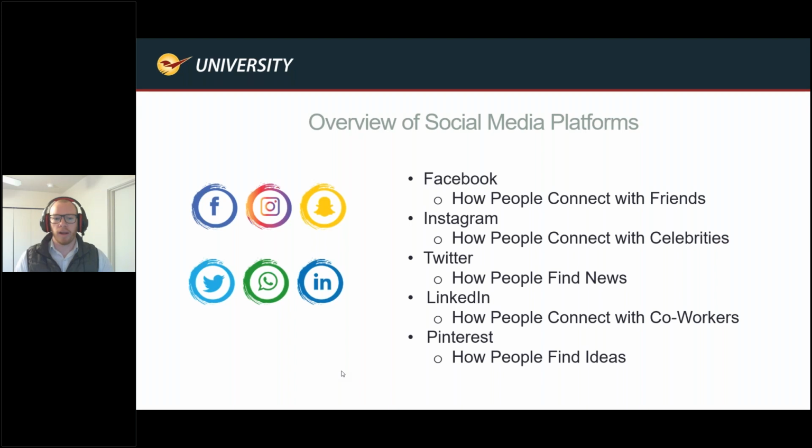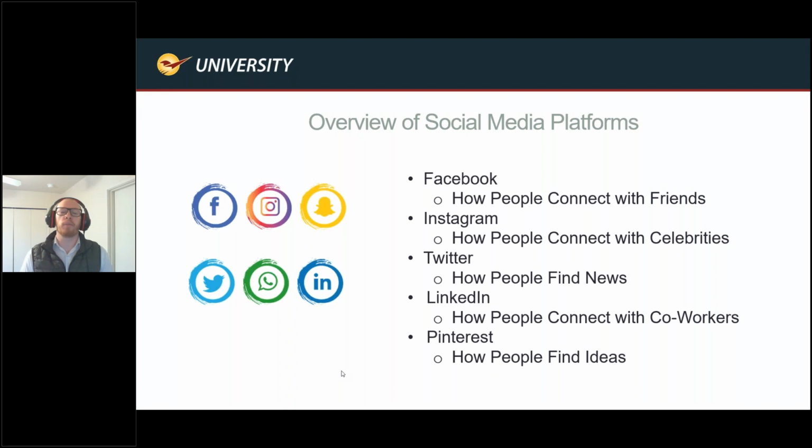All right, so overview of social media platforms is essentially who is on these different platforms and what you can expect their general behavior to be. So the first one is Facebook. Facebook is how people connect with their friends and family. You have Instagram, this is how people connect with celebrities. You have Twitter, which is typically how people find their news. You have LinkedIn, which is how people connect with their coworkers. And you have Pinterest, which is how people find ideas.